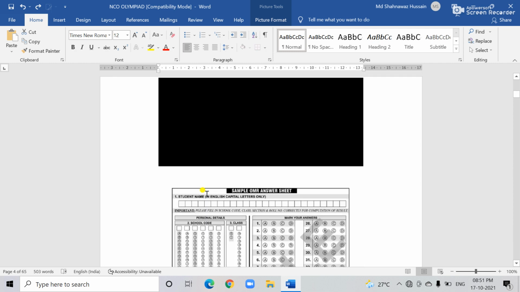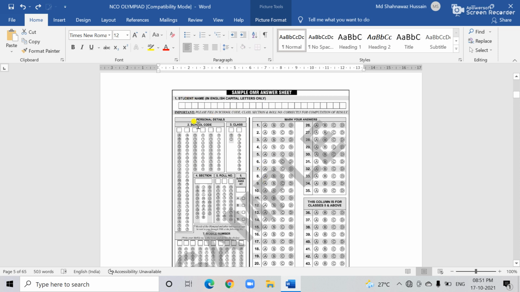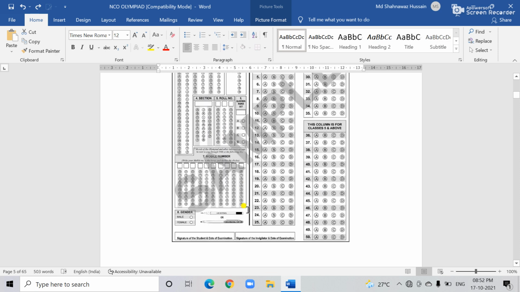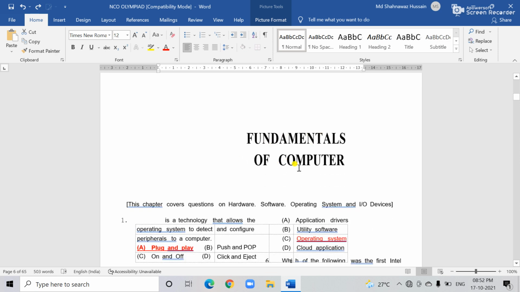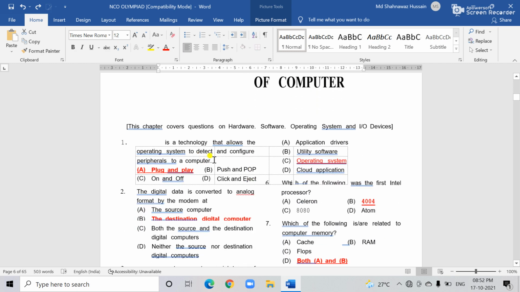So we are going to discuss the questions, and this is your OMR sheet. Here is the student name, the school code and the class, and these are where the questions are. Just use the circle, and section and roll number in all, and the mobile number. And let's start. The first chapter is the fundamentals of the computer. We are going to discuss all the chapters and discuss the questions.